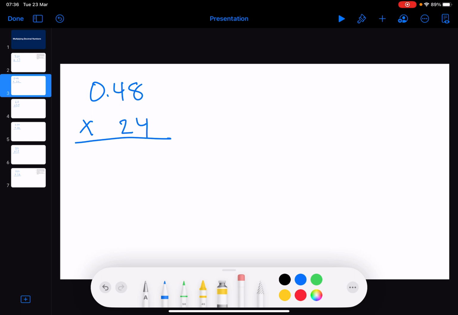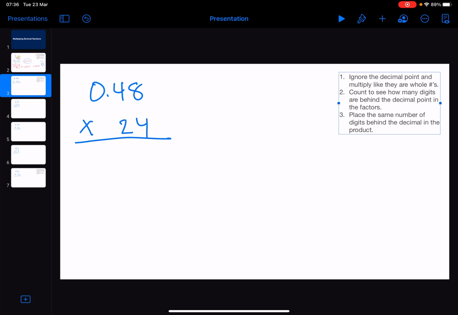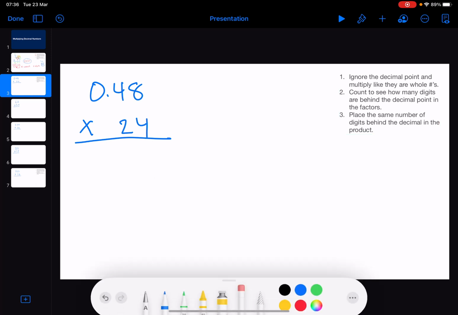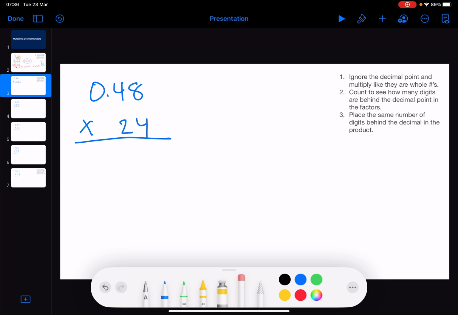In this case, I have 48/100ths times 24. So I have 4 steps to do. First, 3 steps to do, sorry. I'm going to ignore the decimal point and multiply like they're whole numbers. So here I go. I'm not doing 48/100ths times 24. I'm doing 48 times 24. And this time, I think I'll use the area model. So I'm going to go ahead and draw my rectangle.